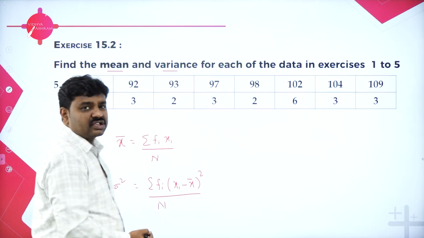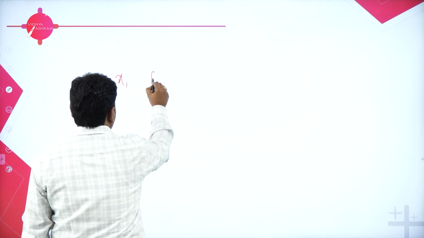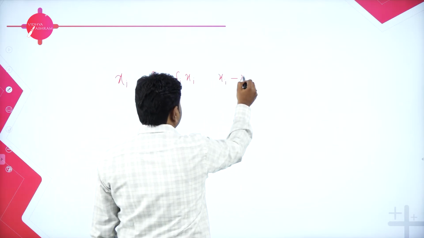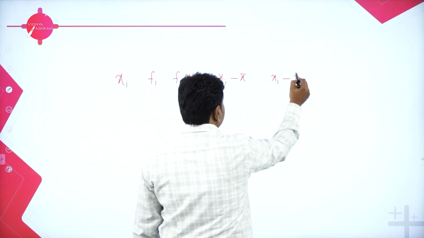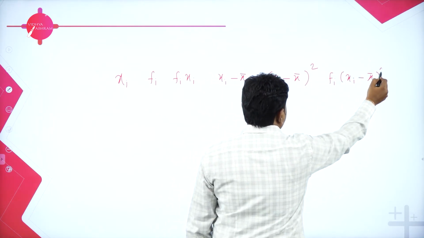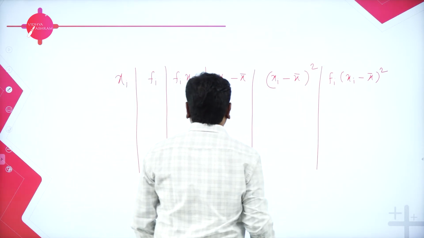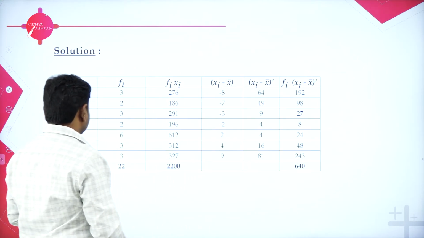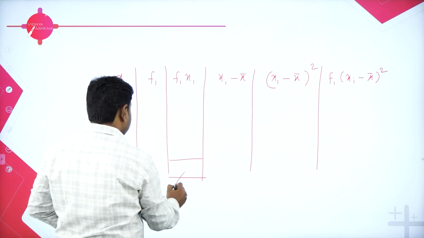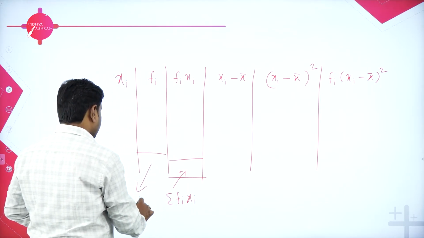So depending on the entries, what are the entries of the table? We'll make a table containing xi, then we'll have fi, then the product of these two, fi xi, then xi minus x bar, then xi minus x bar the whole square, then fi into xi minus x bar the whole square. So the table column entries are made depending on the formula. For mean we need fi xi, that's why fi xi. If you add this column, it gives you sigma fi xi. And if you add the frequency column, it gives you n.